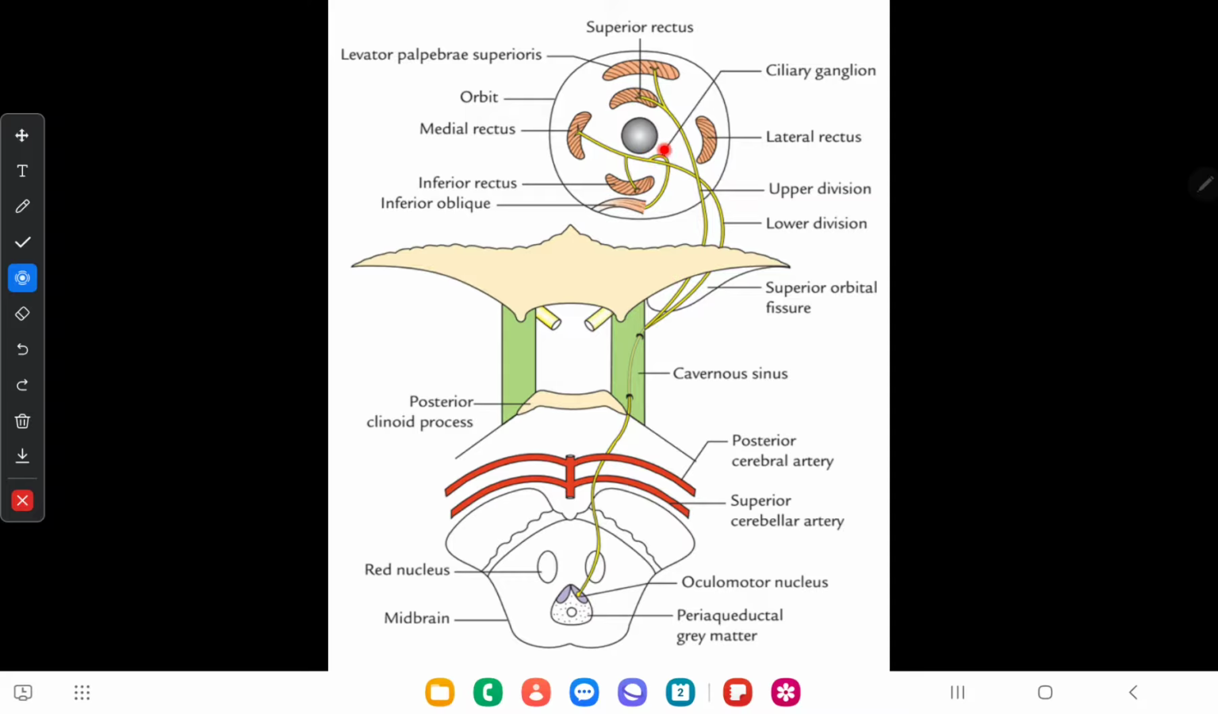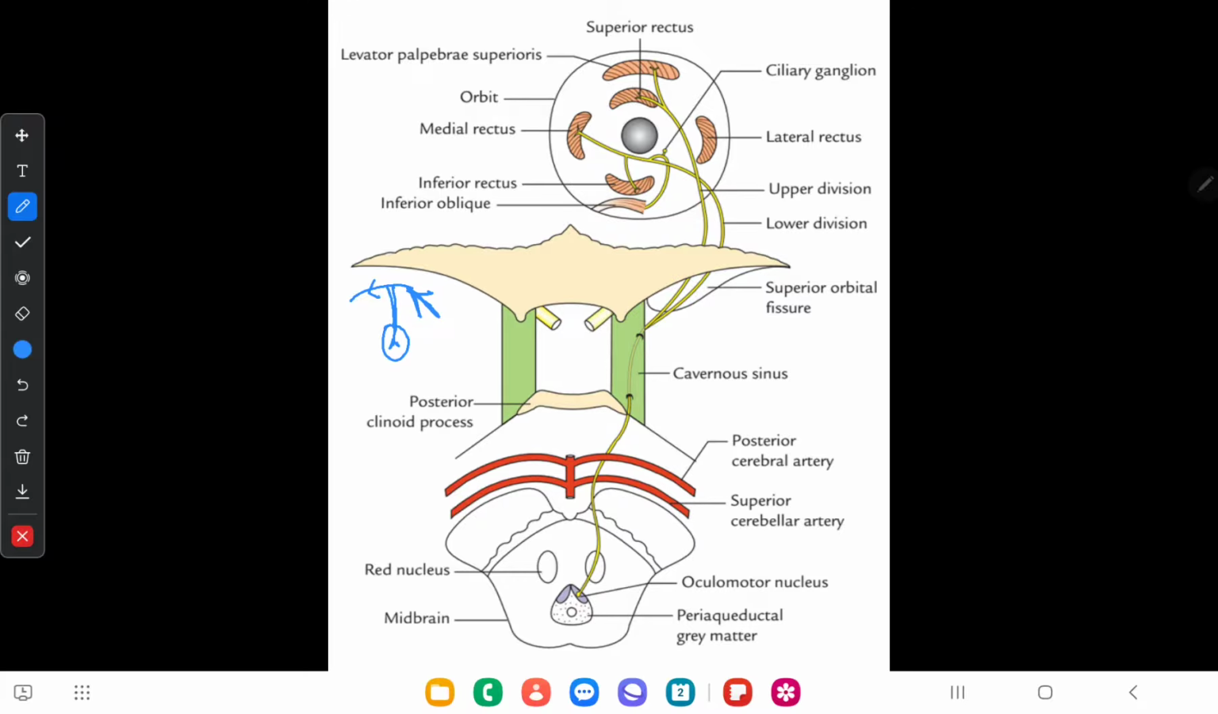Here you can see the ciliary ganglion. The branch to the inferior oblique muscle provides a communicating twig to the ciliary ganglion. The communicating twig contains preganglionic parasympathetic fibers from the Edinger-Westphal nucleus. If this is the ciliary ganglion, and this is the nerve which goes to the inferior oblique muscle, these are the preganglionic fibers coming through the oculomotor nerve, which originates in the Edinger-Westphal nucleus.